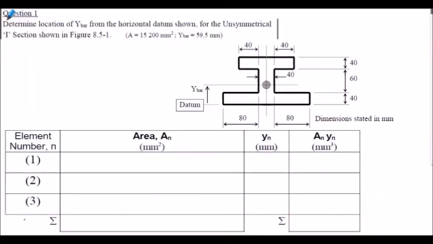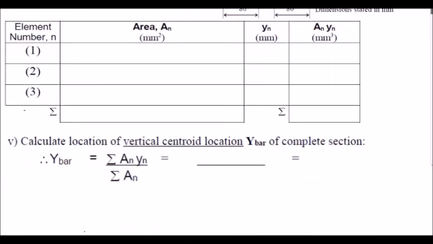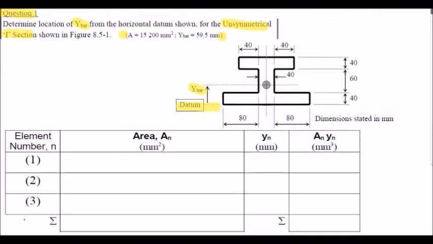Question 1, I would encourage you to attempt this question. We've got to determine the y bar location from the datum shown, which is at the bottom of the section here, for this unsymmetrical I section. The answers are given in square brackets and the tabular approach is outlined in the slide. Don't forget we have to work out the y bar once we've populated the table with the appropriate values. So I'd encourage you to stop the presentation and attempt this question now. I suggest you split the unsymmetrical I section down into 3 rectangles. The full worked solution is shown on the following slide.